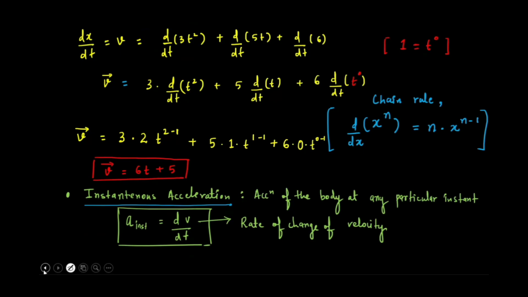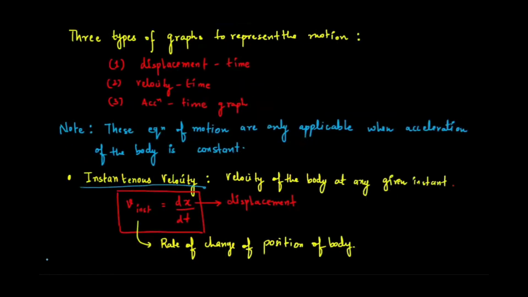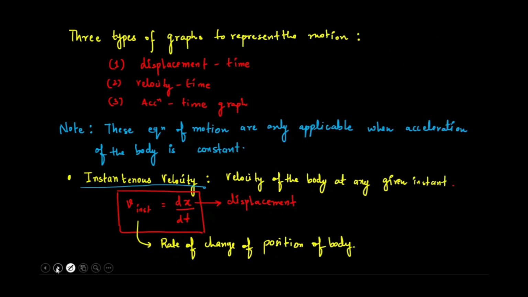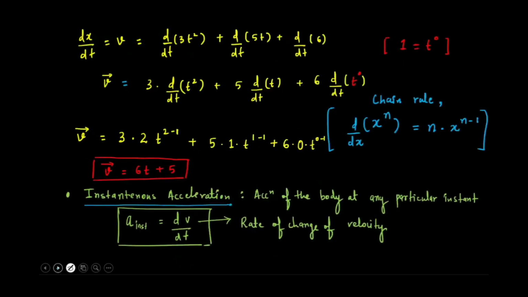So remember these equations. These equations which we saw here: v minus u is equal to at, x minus x naught is going to be ut plus half at square, and v square minus u square is going to be 2a times x minus x naught. These are going to be enough to solve every problem related to this particular concept, motion in one dimension, or you can say rectilinear or translatory motion. Let us do a problem. It will help you to reconnect and collect all the things.